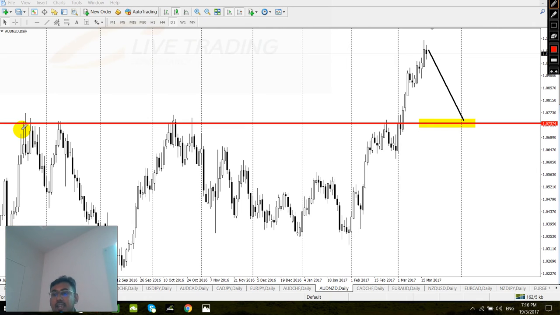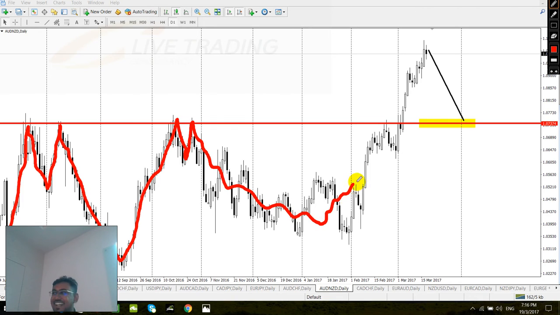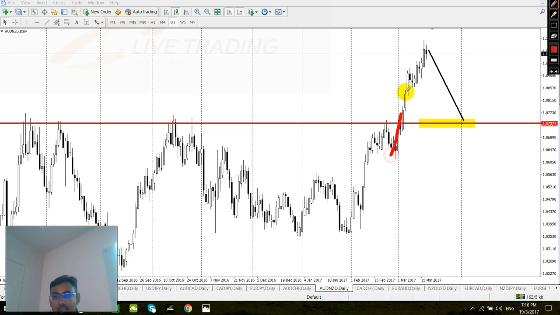This is the key line. The key line at 1.07374, Australia New Zealand dollar. You see, the market tried to break, failed. Tried to break, failed. Tried to break, failed. Penetrated. If the market penetrated, what will happen after that? Okay, the market penetrated, it will retest.